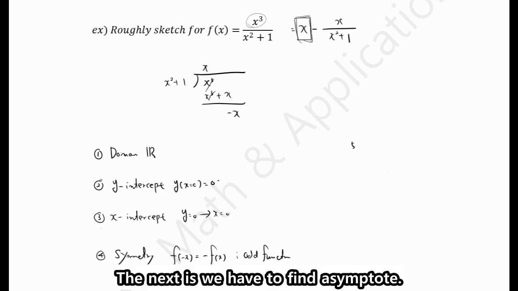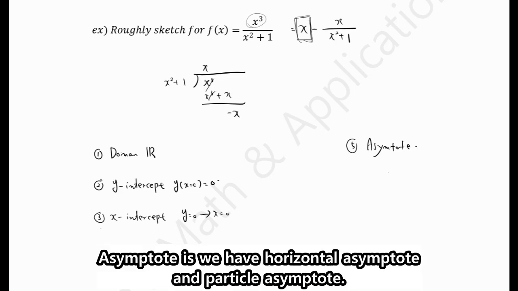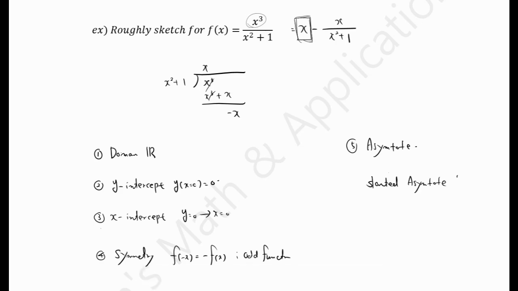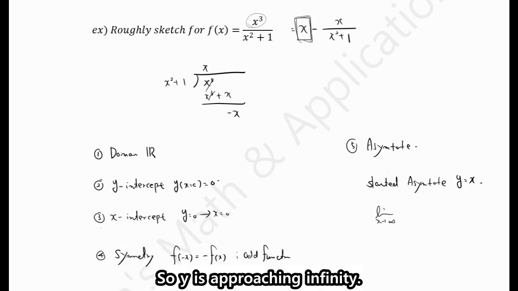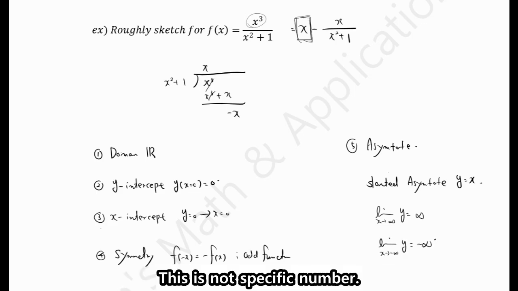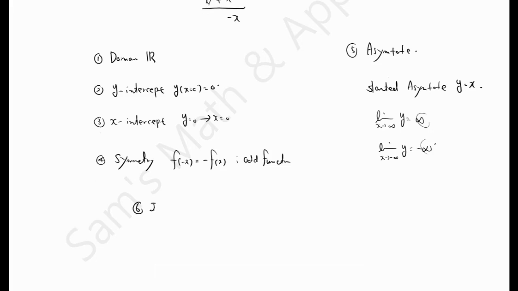Next we have to find the asymptotes. We check for horizontal and vertical asymptotes. We only have a slanted asymptote y equals x. As x approaches infinity, y approaches infinity. As x approaches minus infinity, y approaches minus infinity. This is not a specific number, so there's no horizontal asymptote. We only have a slanted asymptote.